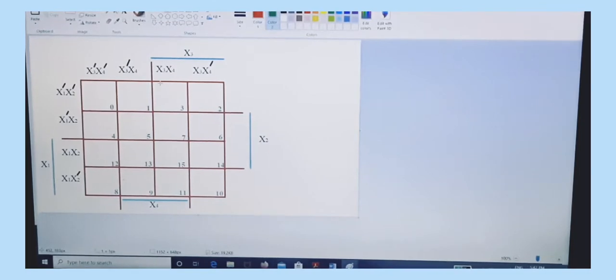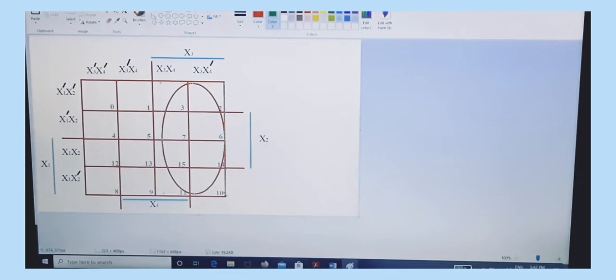these cells in the Boolean expression, then how to simplify this? Here you can see 8 cells are there, and these 8 cells corresponding to which variable? These 8 cells corresponding to x3. Therefore the answer is simply x3.